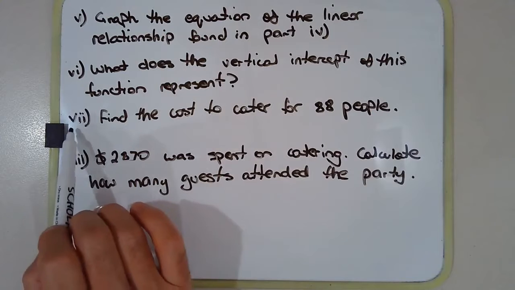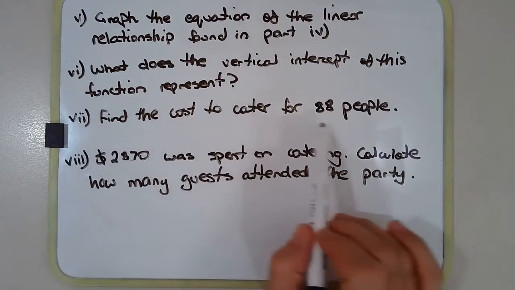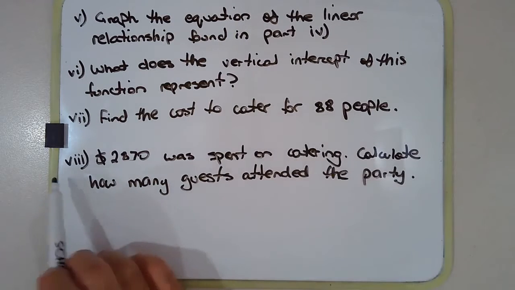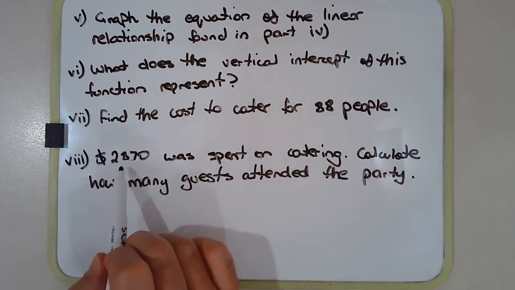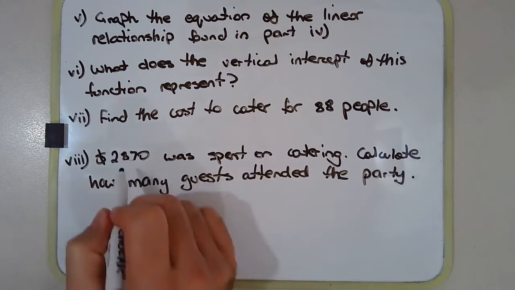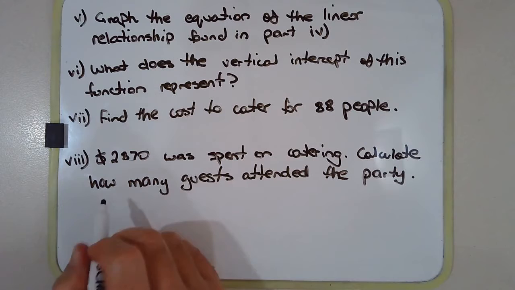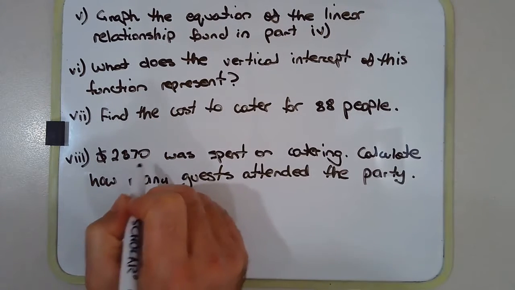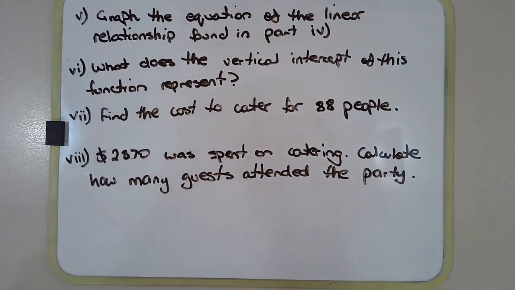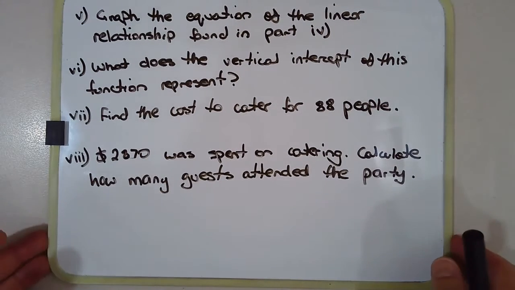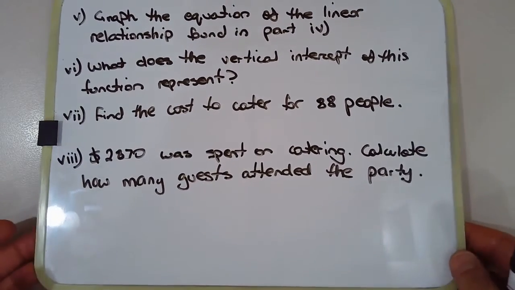Anyways, just moving on, part 7, find the cost to cater for 88 people. And part 8, $2,870 was spent on catering. Calculate how many guests attended the party. So it's a fairly standard example. I wouldn't say that there's any tricks to this at all. There really isn't any tricks to really any maths problem. It's just a matter of making sure you understand what is going on and using the tools at hand to be able to answer this question.